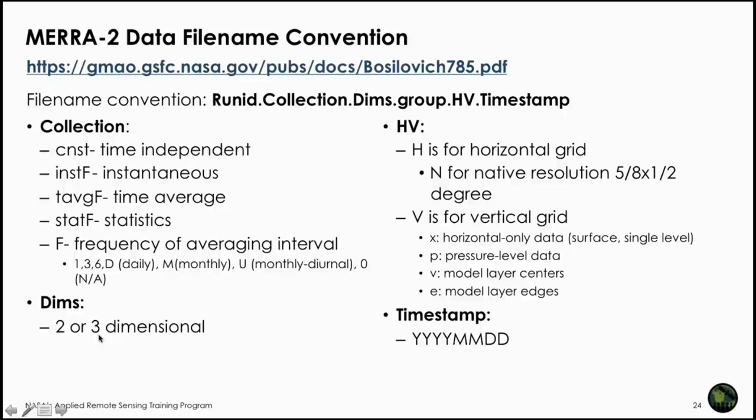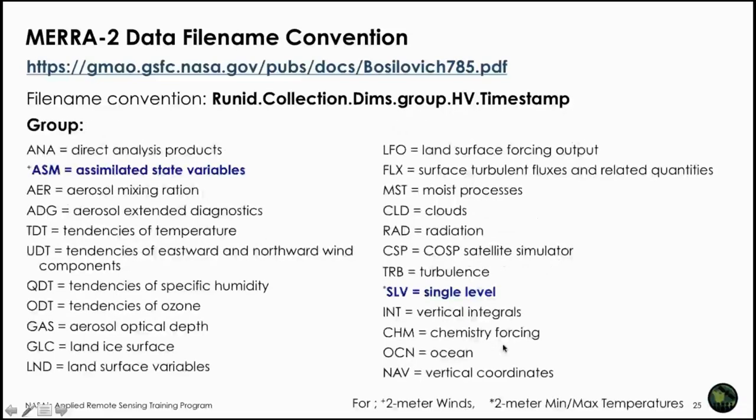So that is described in collection. It could be 2 or 3 dimensional. It could be just one level near the surface or at a certain height, or it could be a whole profile. So that's the dimension part. For horizontal and vertical gridding, the native resolution is 5/8 by half degree, so it is 0.5 by 0.625 degree. For vertical resolution, some parameters are horizontal only, some are given at pressure levels, some are given at pressure layer mean location. So when you go to a file name, all these you will see, and this is how you will interpret. And the timestamp is just for which year, month, and day the data are for.